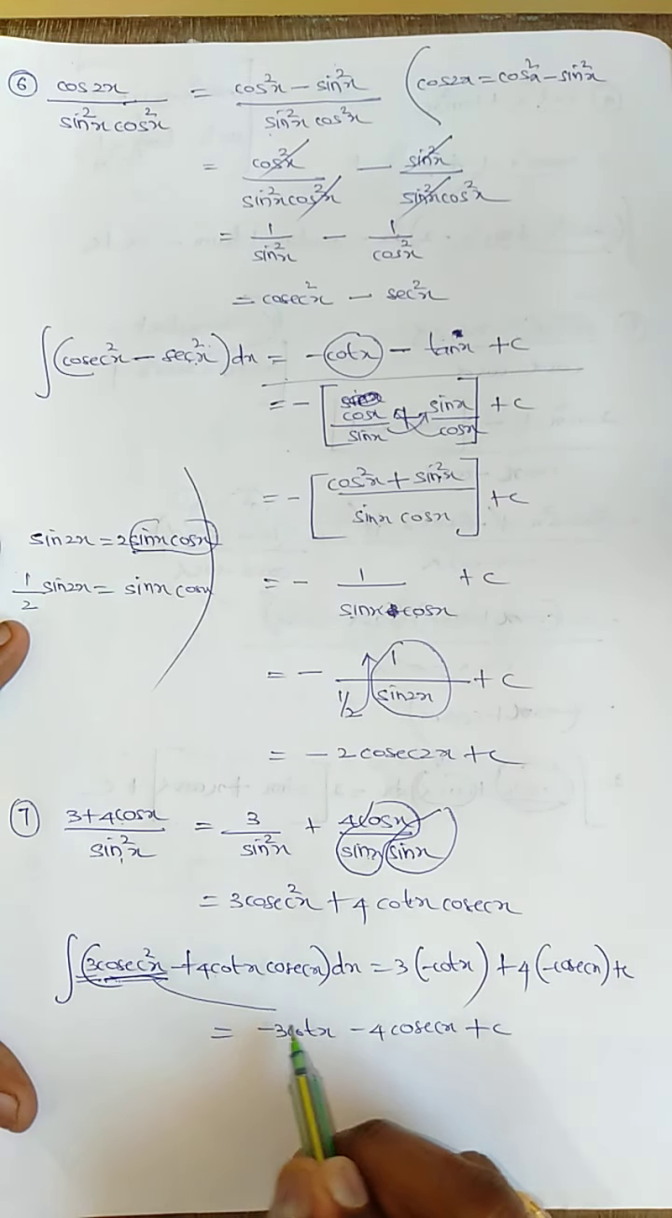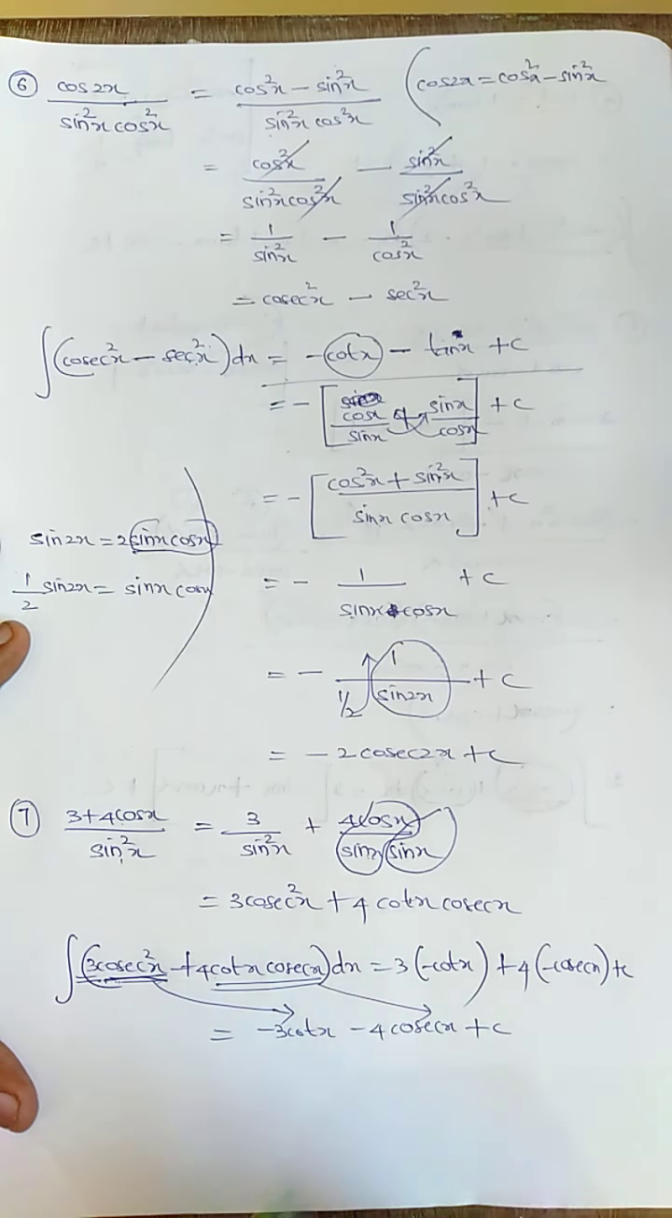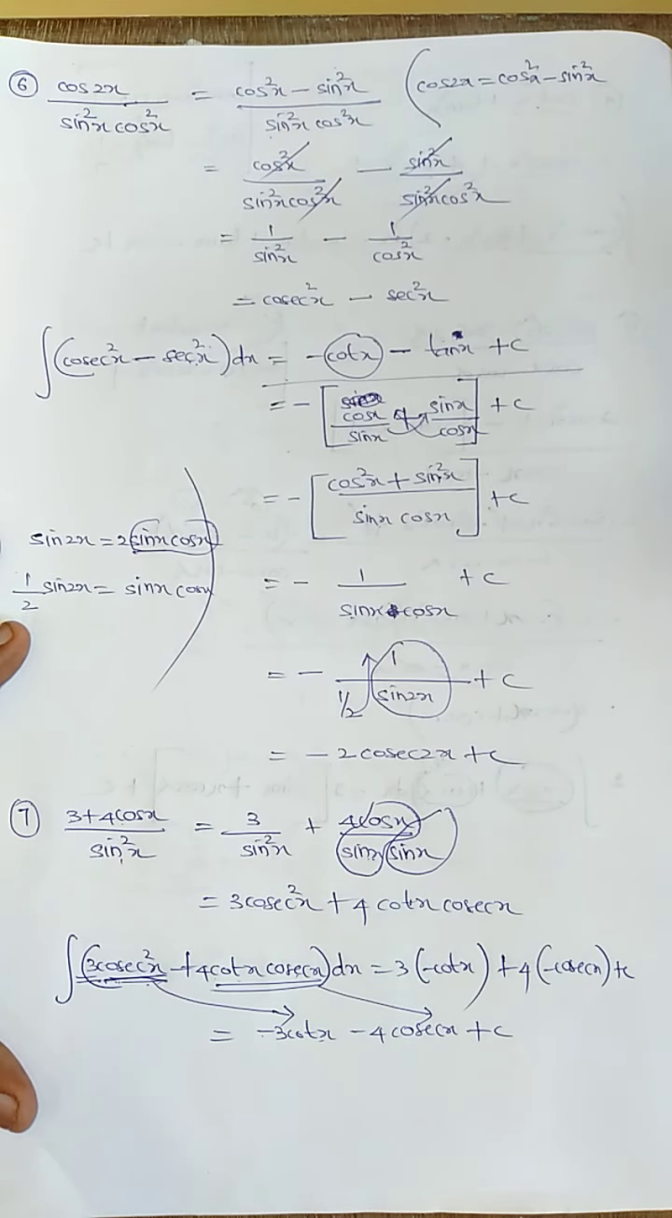The integration of cosecant square x is minus cot x. This one you need to know. The integration of cot x cosecant x is minus cosecant x. Cosecant square is minus cot x, and cot x cosecant x is minus cosecant x.